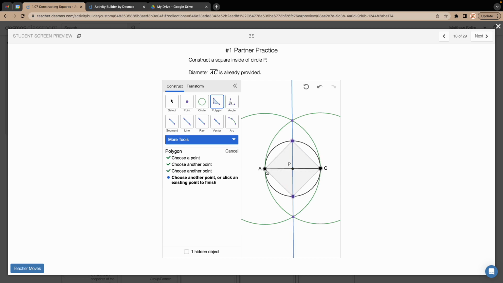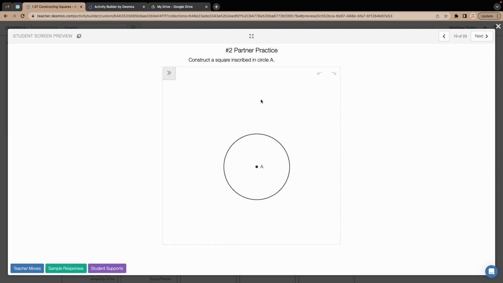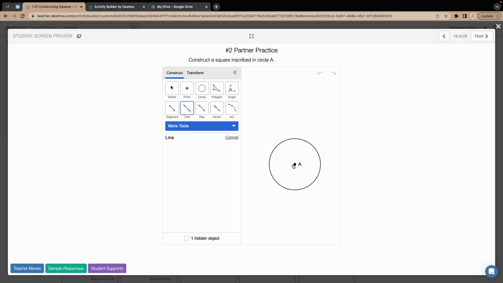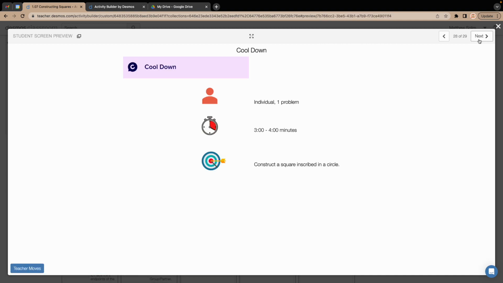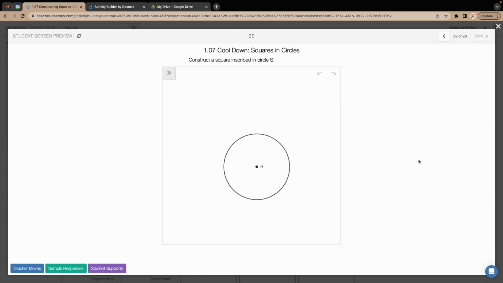And then if you don't have a diameter, we want to just make sure we draw it in first. So draw in a diameter using a line and then a point on the circle. So good luck on that cool down. I feel like this one's actually pretty easy, and it's our last construction of the unit.